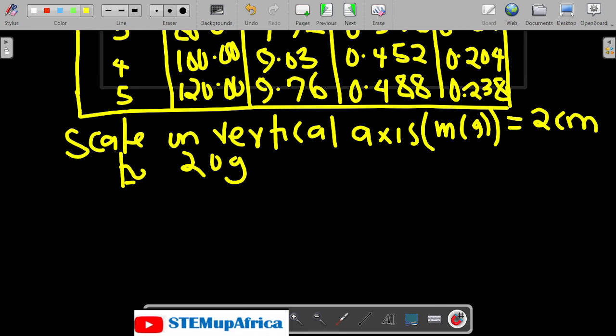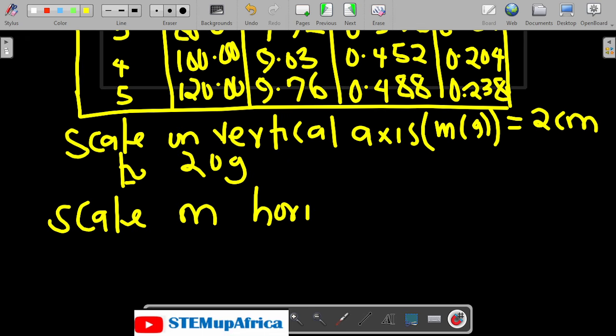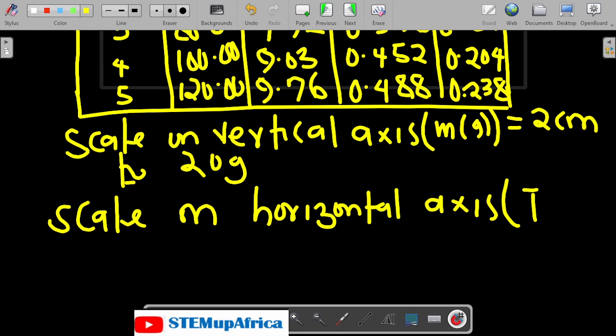So let's also find the scale on the horizontal axis. I will say scale on horizontal axis, which is t square. I will put the unit also. We're also having 2 cm.